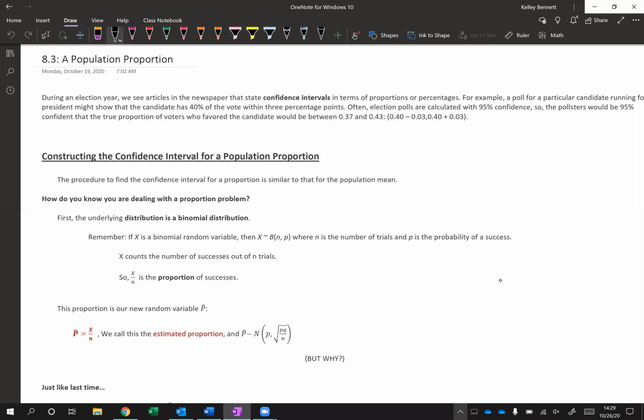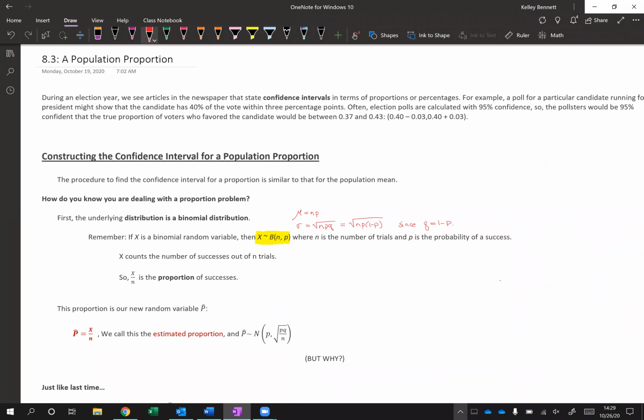So x, the random variable, counts the number of successes. And if we say that x follows a binomial distribution with n and p, then we know that the population mean is np, and the population standard deviation is the square root of npq. We could also write this as the square root of n times p times 1 minus p, since q is just the complement of p, 1 minus p.